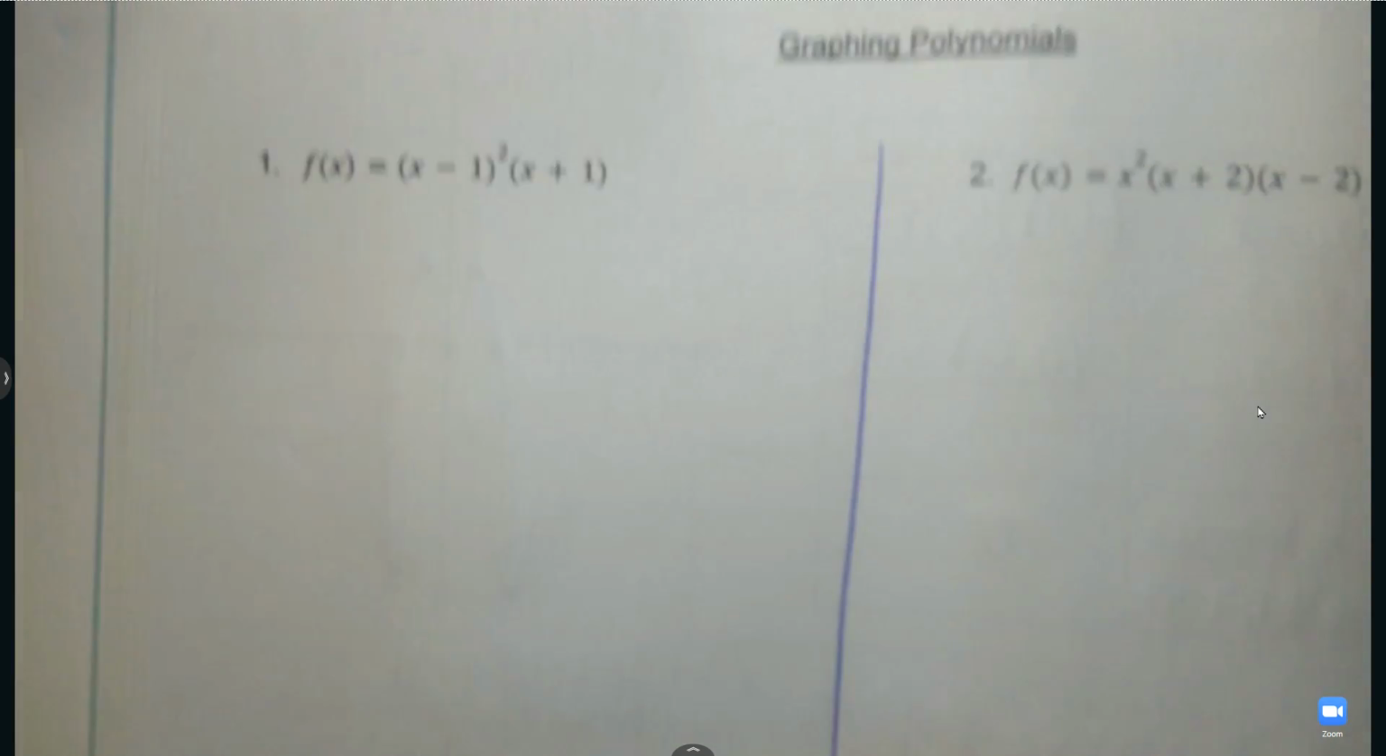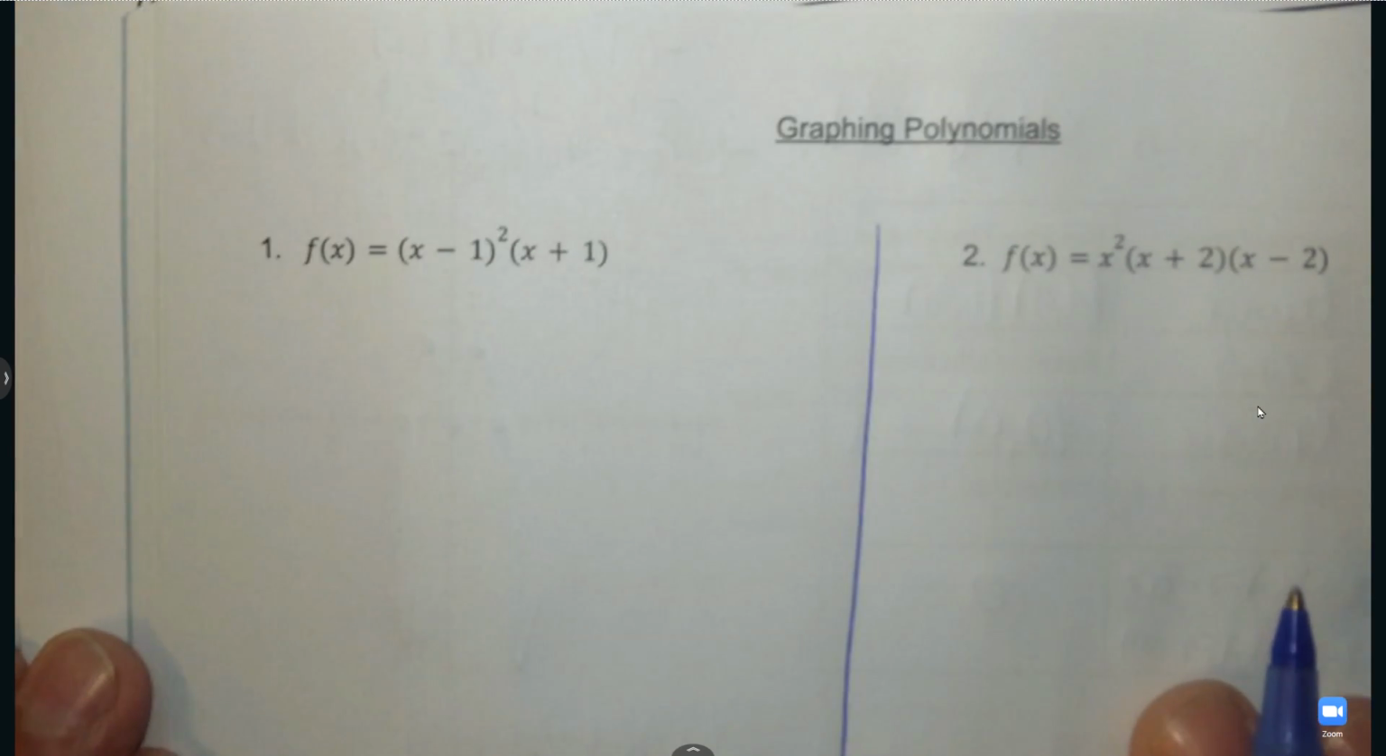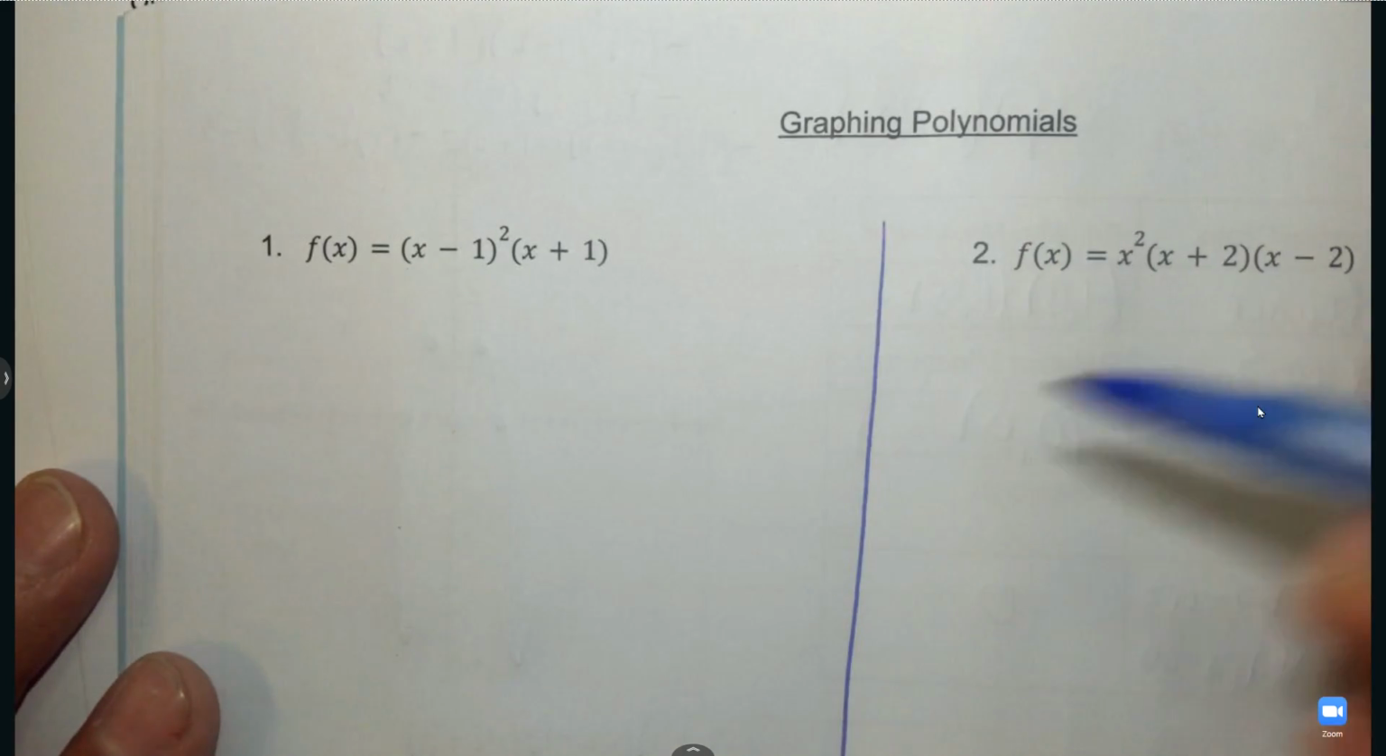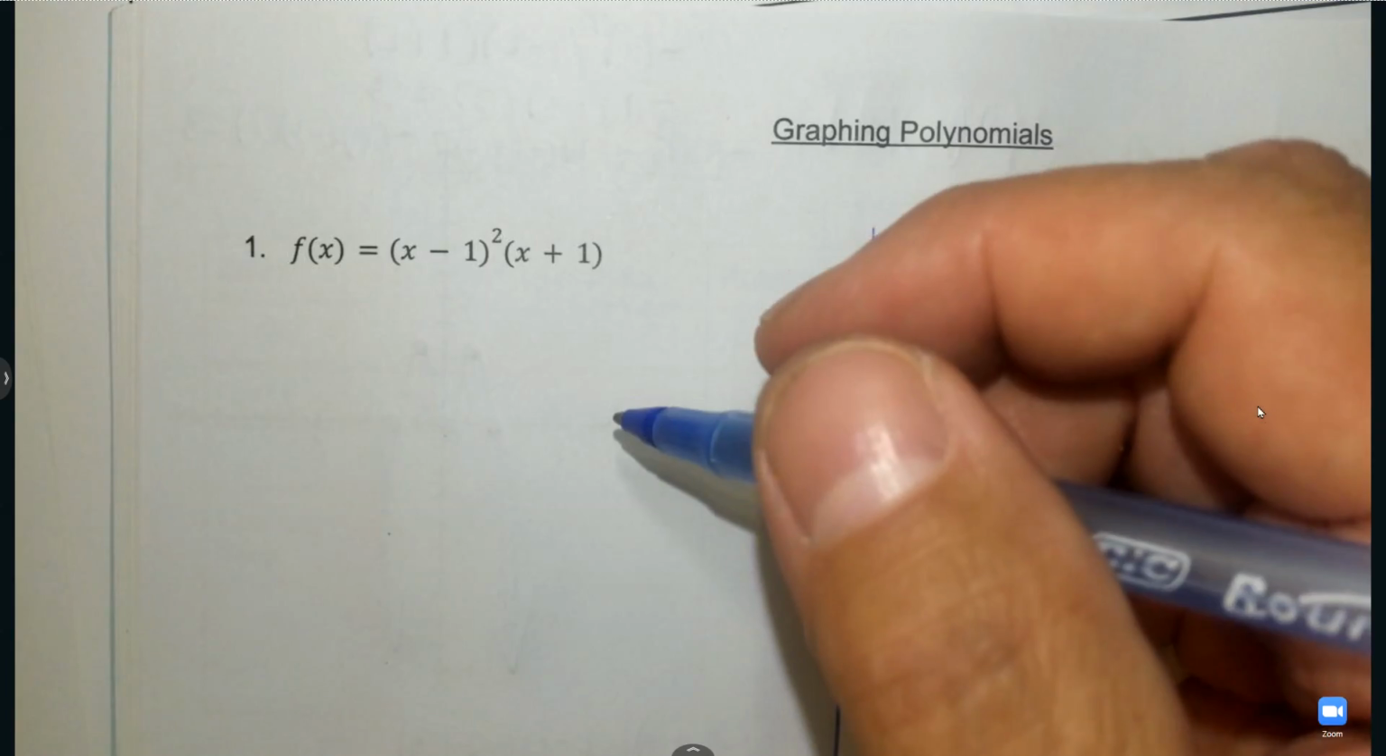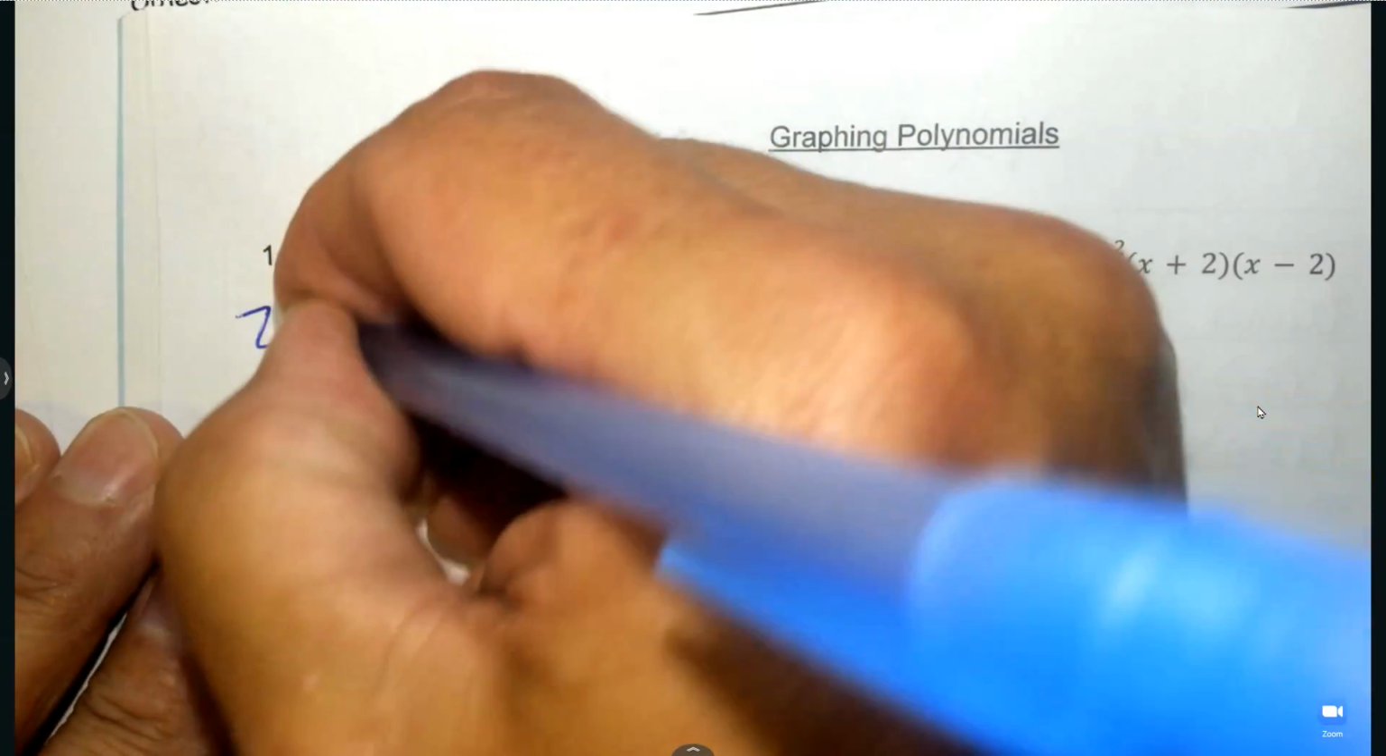All right, let's do some more graphing here. So number one, (x minus 1) squared times (x plus 1). What are the things I'm going to look for, and what do I care about? So zeros, that's a fancy word for x-intercepts.